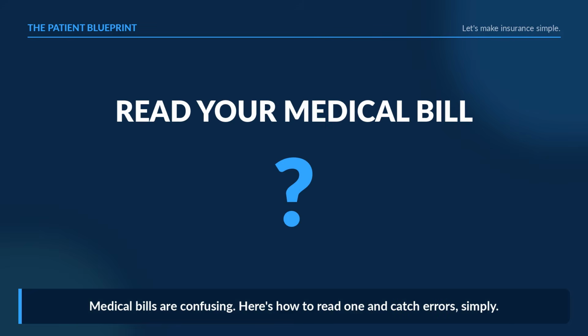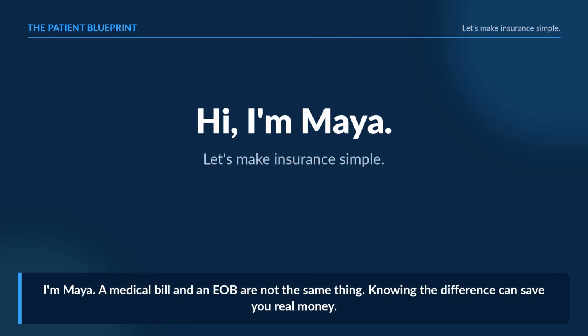Medical bills are confusing. Here's how to read one and catch errors simply. I'm Maya. A medical bill and an EOB are not the same thing. Knowing the difference can save you real money.